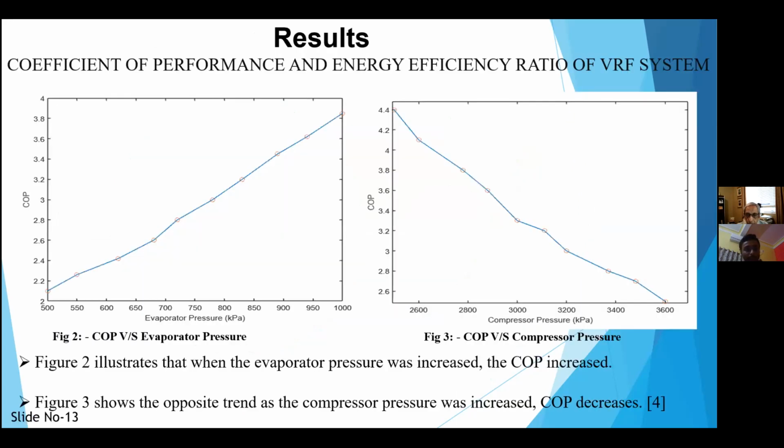And these are our results on the coefficient of performance and energy efficiency ratio of the VRF system. In this slide, we can see that Figure 2 illustrates that when the evaporator pressure is increased, COP decreases. And in Figure 3, we can see the opposite trend as the compressor pressure is increased. Increasing the pressure on the evaporator side reduces compressor effort. However, increasing the pressure on the condenser side needs more compressor work. As a result, the cooling and ambient temperature determine these two pressures.